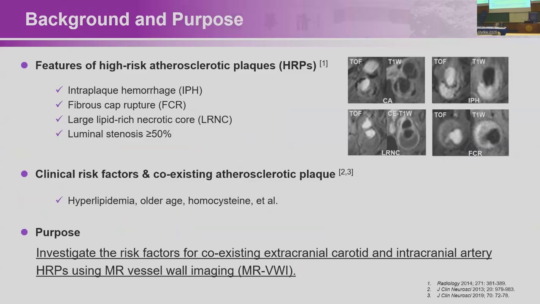The features of high-risk atherosclerotic plaques, which will be referred to as HRPs in the following text, include the IPH, FCR, LRNC, and moderate to severe luminal stenosis. The clinical risk factors for coexisting plaque have been extensively studied. However, the risk factors of coexisting HRPs are still poorly understood.